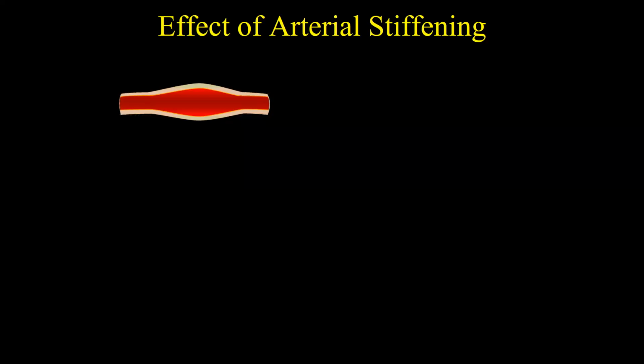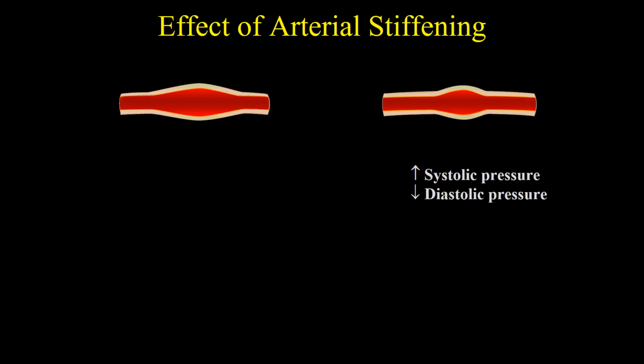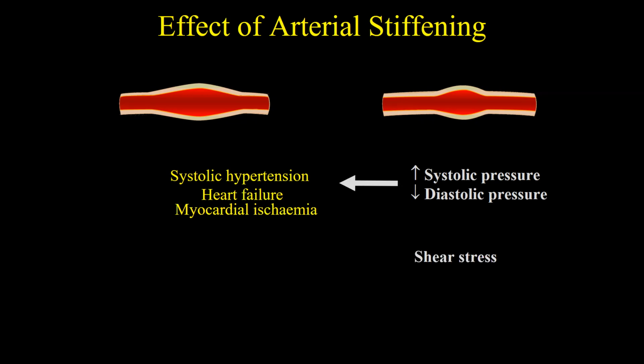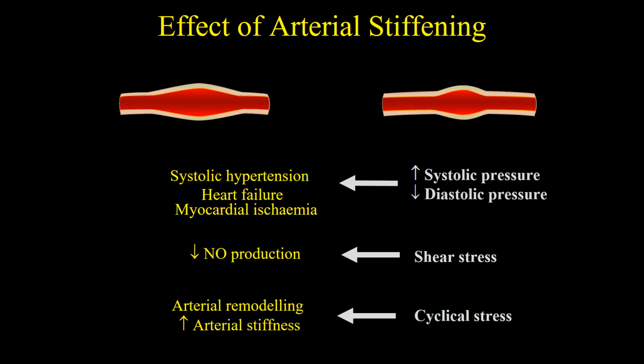And when we get older, we lose that buffering capacity because the aorta becomes stiffer for a number of reasons, but in all of us, the elastin is going to break down and fragment, and you're going to get much more collagen deposited, resulting in loss of elasticity and increased stiffness. And when you get that, you can't buffer those hemodynamic changes due to ventricular ejection to the same degree. So you get a rise in systolic pressure, a decrease in diastolic pressure, and that leads to systolic hypertension, heart failure, myocardial ischemia. You get changes in shear stress leading to decreased nitric oxide production, increased cyclical stress, which leads to further arterial remodeling and further increases in arterial stiffness. And all of this increases your risk of a cardiovascular event.